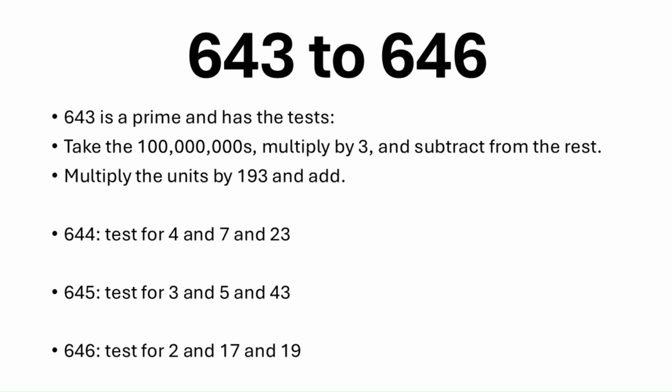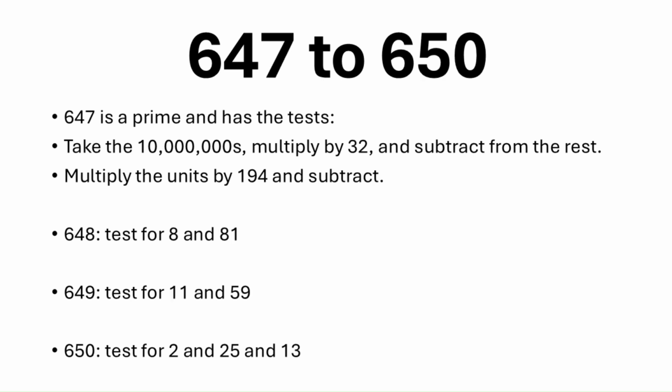646, test for 2 and 17 and 19. 647 is a prime and has the tests. Take the 10 millions, multiply by 32, and subtract from the rest. Multiply the units by 194 and subtract. 648, test for 8 and 81.